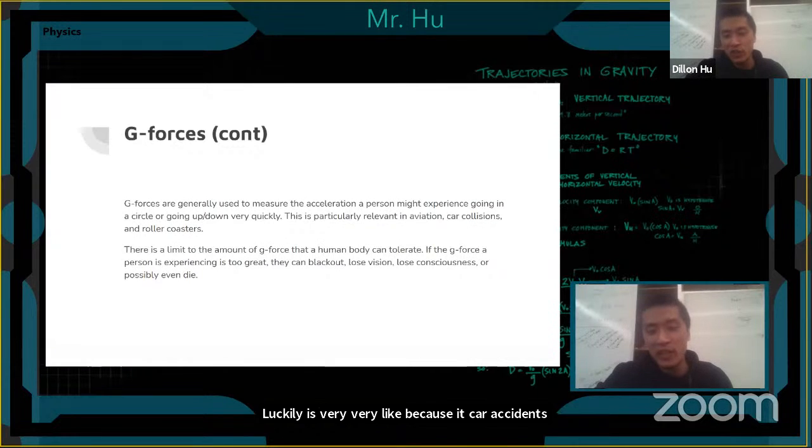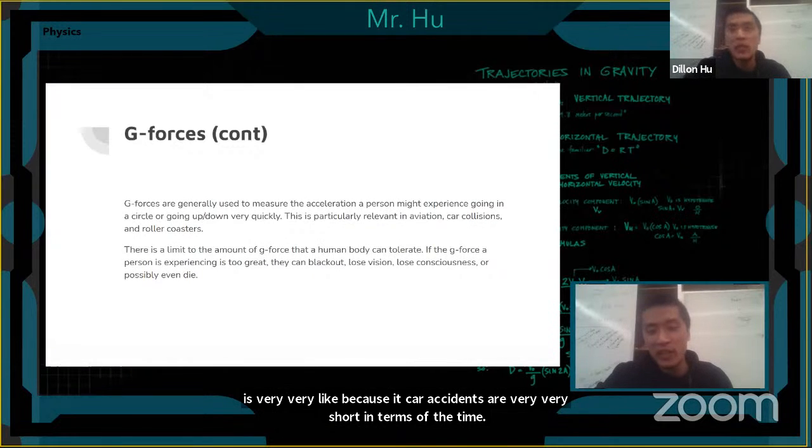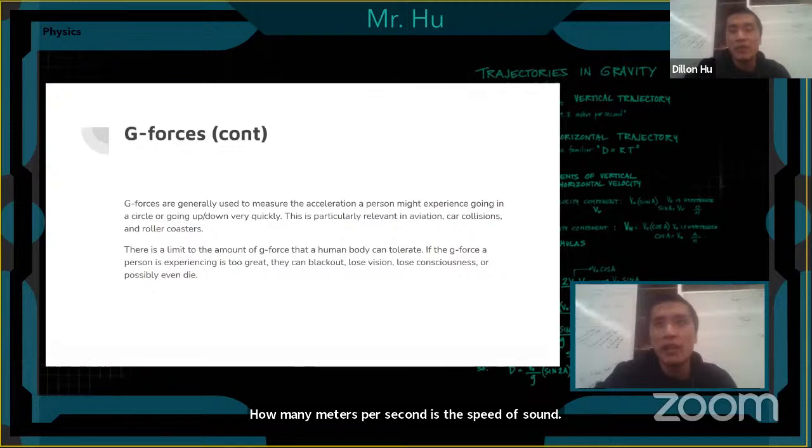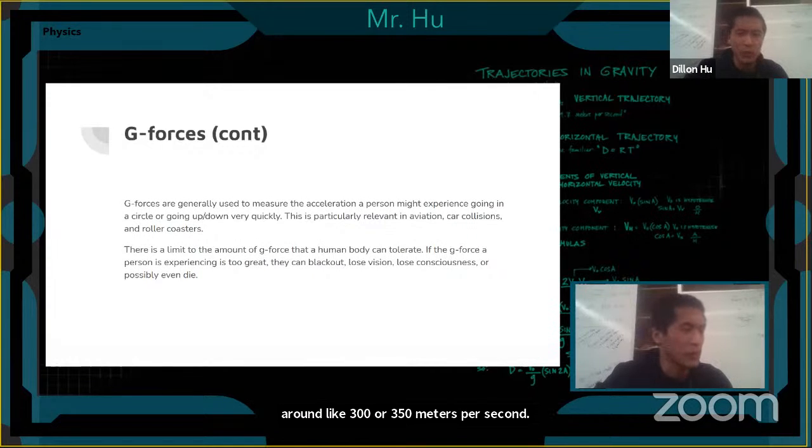How many meters per second is the speed of sound? It's about 700 miles an hour, which is around 300 to 350 meters per second, somewhere around that range.